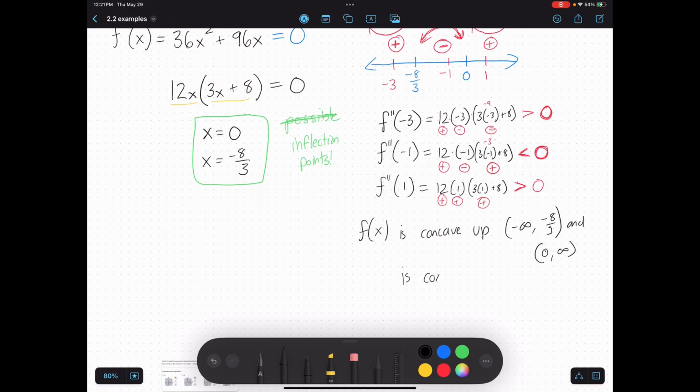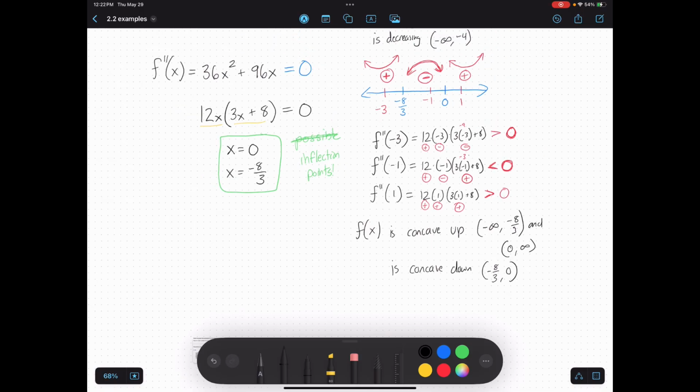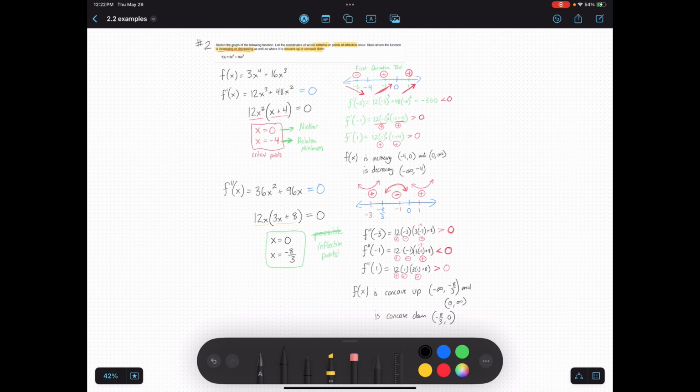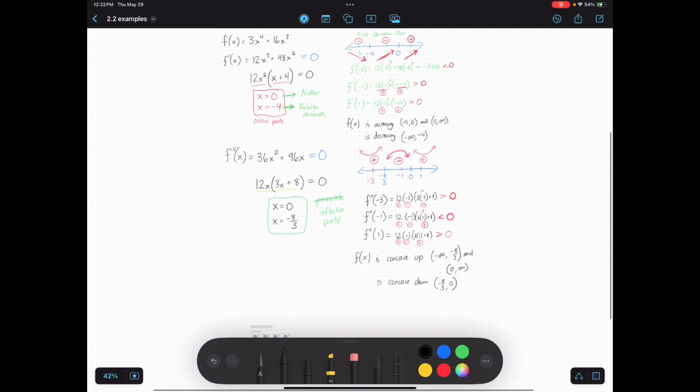And the function is concave down over that interval of negative 8/3 to 0. Perfect. So now we were able to answer all four of those things. We found the relative extrema, we found the intervals of increasing or decreasing, we found the inflection points, and we found the intervals of concavity. So the only other thing we have to do now is sketch the graph.